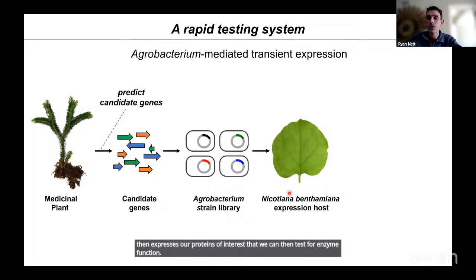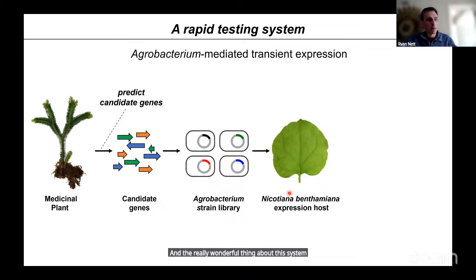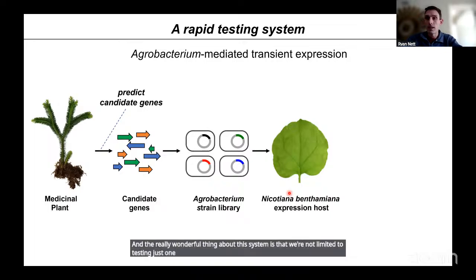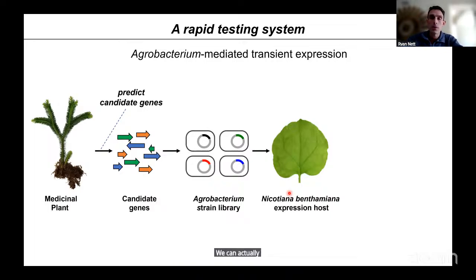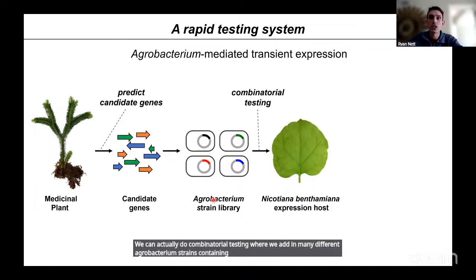And the really wonderful thing about the system is that we're not limited to testing just one enzyme at a time. We can actually do combinatorial testing where we add many different Agrobacterium strains containing multiple gene constructs to test for many enzymes simultaneously, or to build biosynthetic pathways as we discover new enzymatic genes.